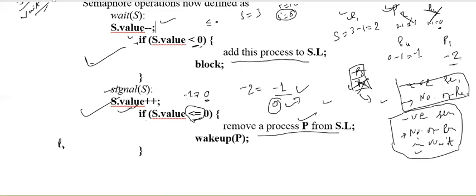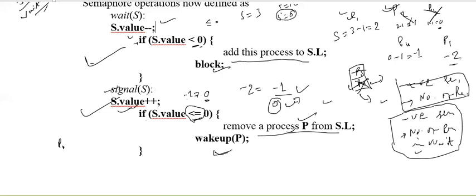The same concept was implemented by using block and wake up. Wake up says that after picking that value, pick the process from the list and provide the resource. That is for wake up. So that is the overall counting semaphore.